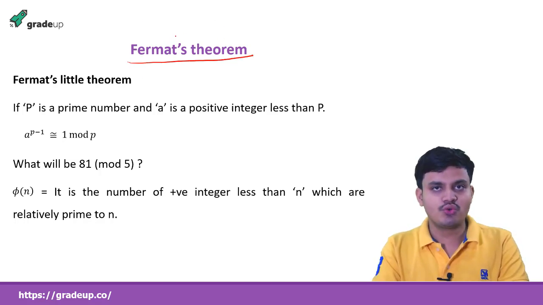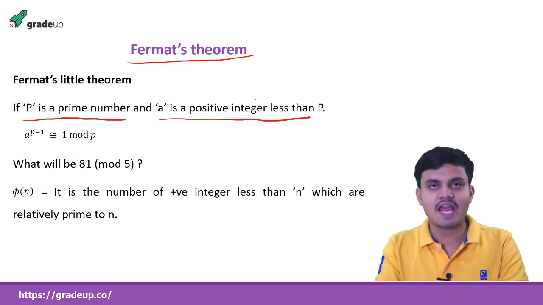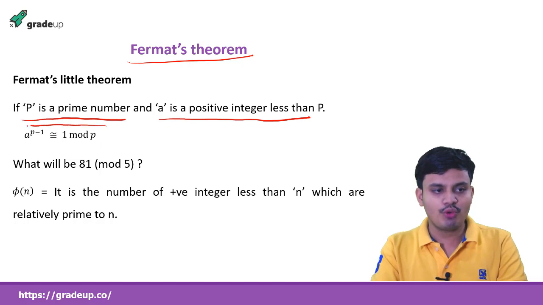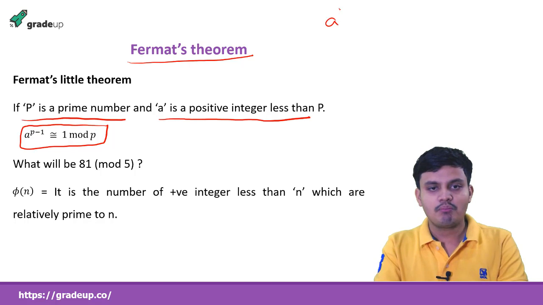Now we will be seeing Fermat's theorem. Fermat's theorem is used to find the remainder. It is very useful if you know it. So see here, if p is a prime number and a is some positive integer which is less than p, then this is going to hold: a to the power p minus 1 is congruent to 1 mod p. So when you divide a to the power p minus 1 by p and you want to know the remainder, it will be 1. That is the meaning of this.